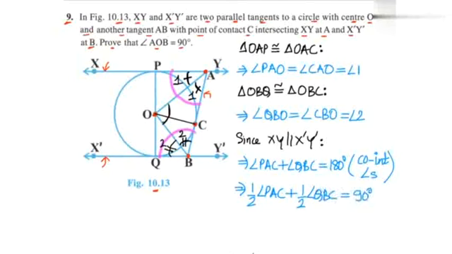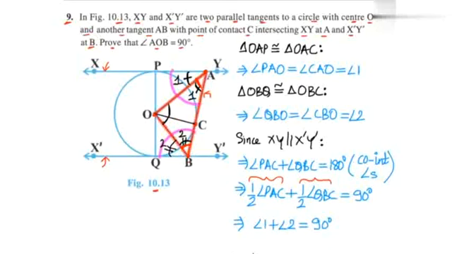But what is half of angle PAC? Well, this is simply equal to angle 1, this angle here. And what is half of angle QBC? This is simply angle 2. So now we can write angle 1 plus angle 2 is equal to 90 degrees. Now I want you to think about the triangle OAB. I'm going to highlight this triangle for you, triangle OAB.